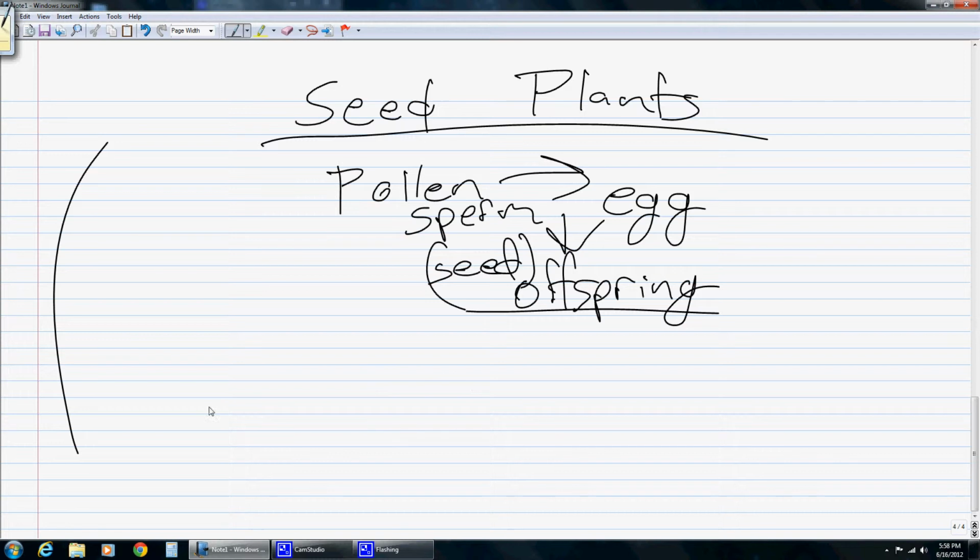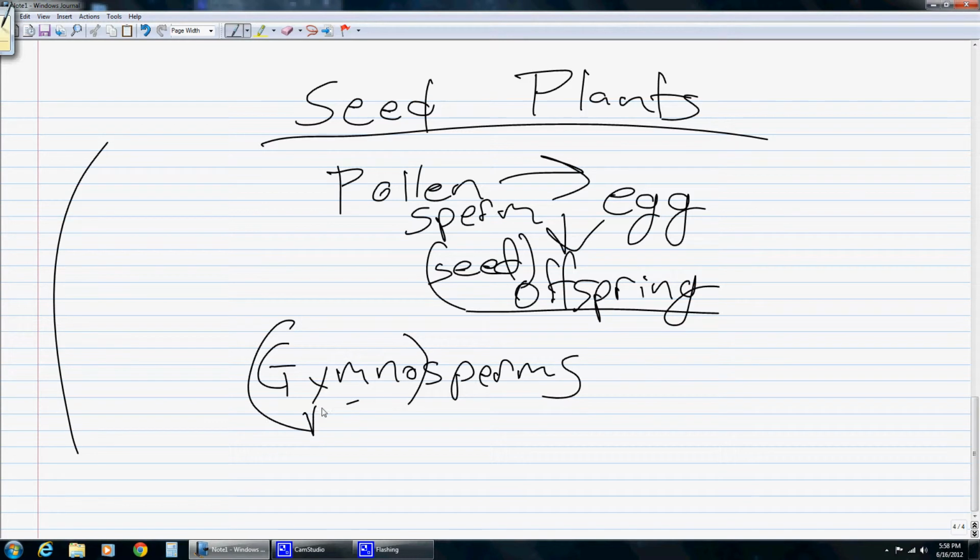So let's talk about the first group of the seed plants, because yes, it breaks down into two. We have the gymnosperms. And gymno is going to be naked seed. So that means that all these seeds are going to be exposed. The best way to think of this is a pine cone. This is what they use to hold their seeds inside of it. And we're used to seeing pine cones, something like this.